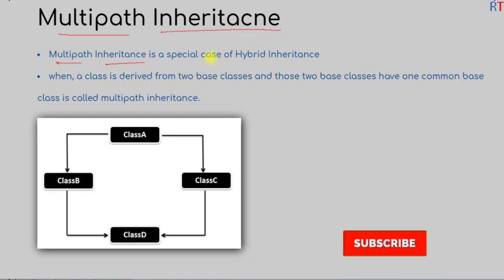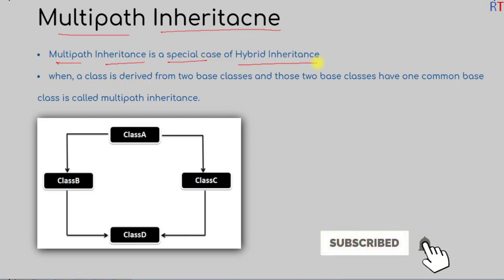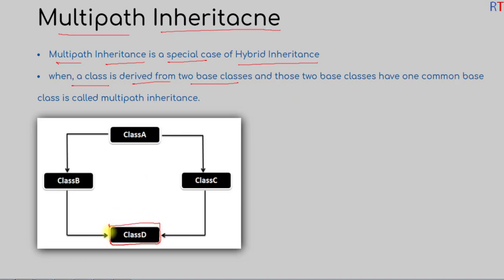Multipath inheritance is a special case of hybrid inheritance, when a class is derived from two base classes. Like here in the example, class D has been derived from class B and class C, and those two base classes have one common base class. So class B and class C have one common base class, and that is class A. This type of inheritance is called multipath inheritance.